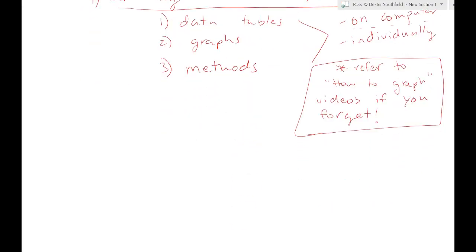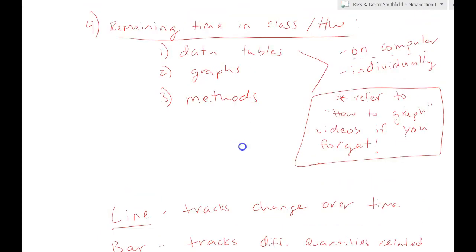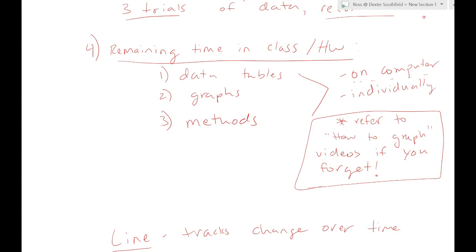One quick word on which one to pick. A line graph usually tracks something. It tracks change over time. And a bar graph tracks distinct or different quantities, usually related to trials. So I will let you decide whether or not you should use a line graph or a bar graph for this lab. This will all be done for homework or in the remaining time in class.